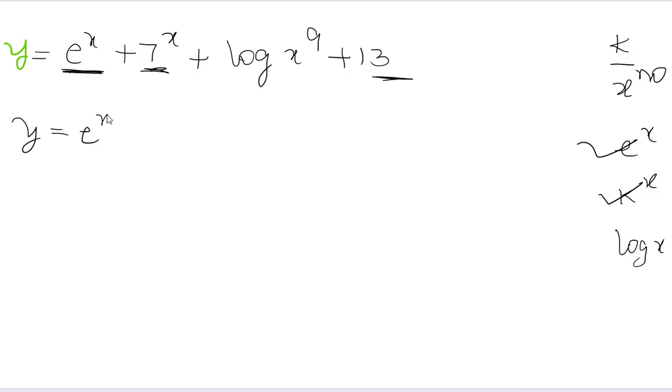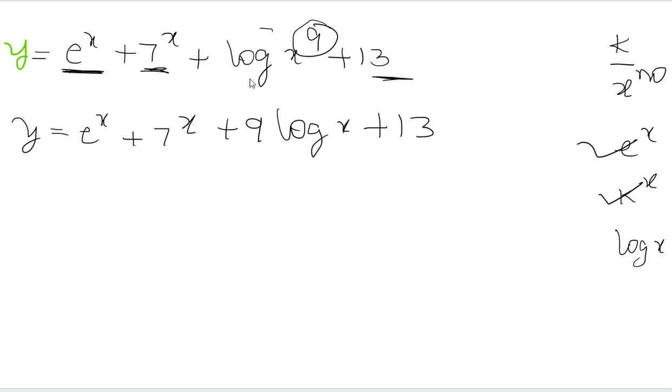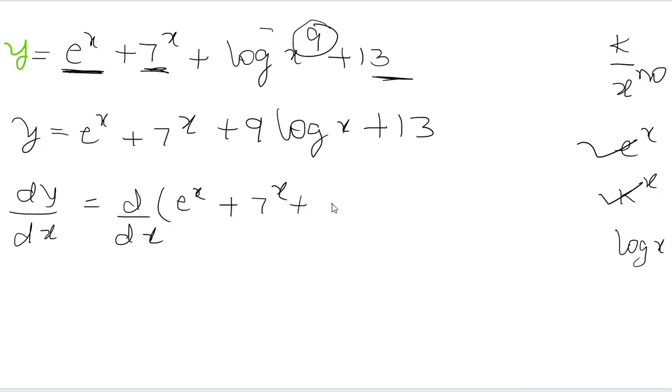We write this as e raised to x plus 7 raised to x. This log of x raised to 9, whenever you see any number on top of log, break that number down and you write it as 9 log x plus 13. So whenever you see any number on top of log, bring that number out and you write log x. So your dy by dx will become, now since all of them are in standard form, we can perform normal derivatives.